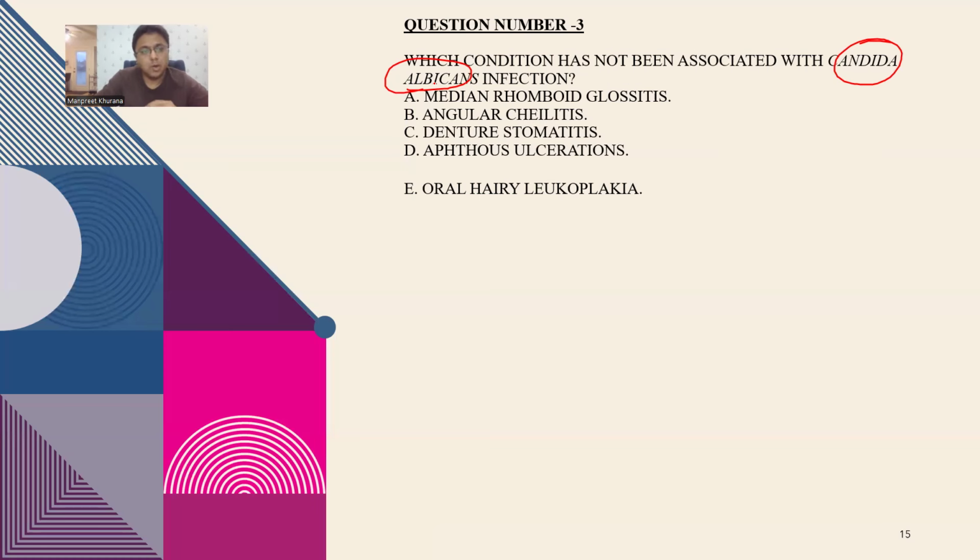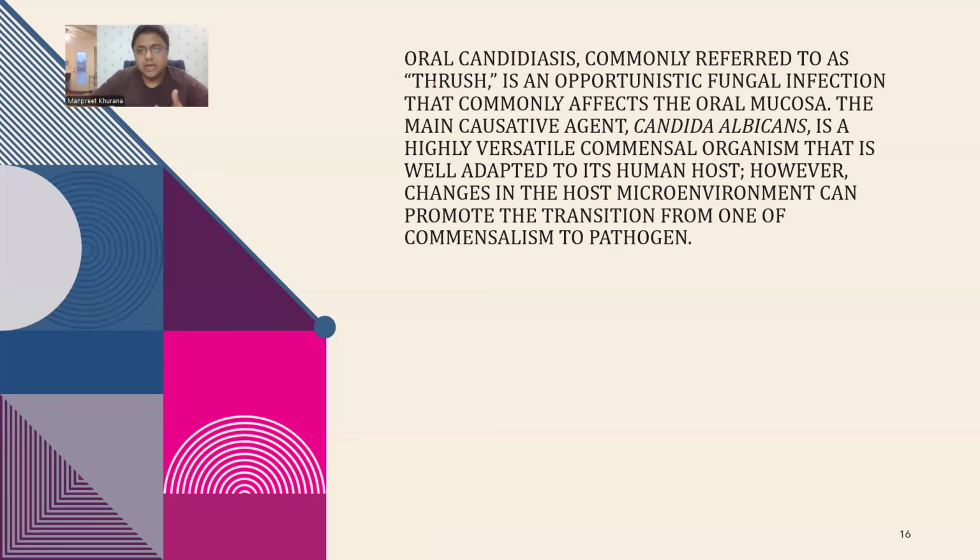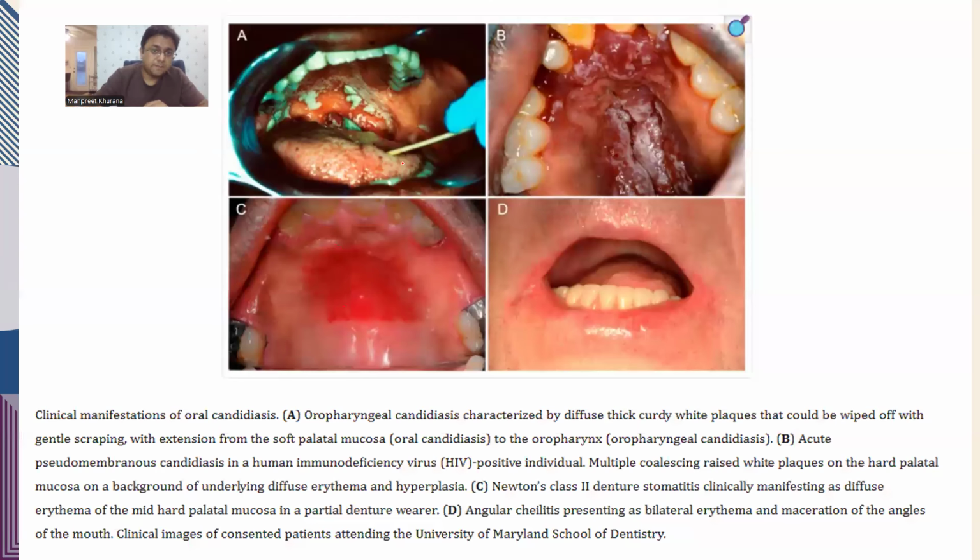Now, here we'll be talking about oral candidiasis. Oral candidiasis is commonly referred to as thrush. It is an opportunistic fungal infection that commonly affects the oral mucosa. The main causative agent is Candida albicans. It is a highly versatile commensal organism that is well adapted to its human host. However, changes in the host microenvironment can promote the transition from commensalism to a pathogen. So Candida is normally present in our body, not causing any kind of pathology. But if there is immunosuppression or other conditions in the body, then Candida can become pathogenic.